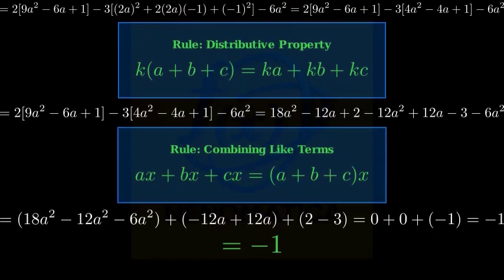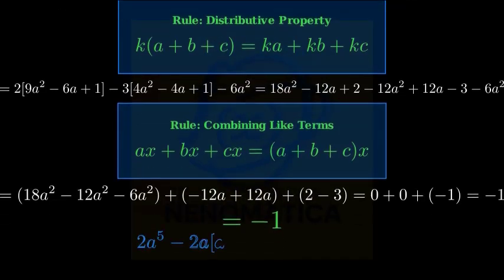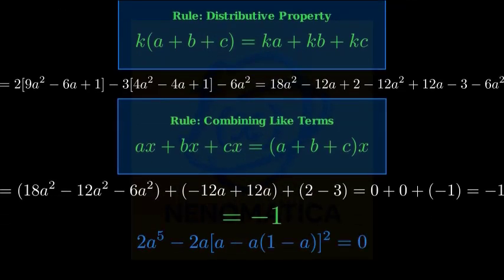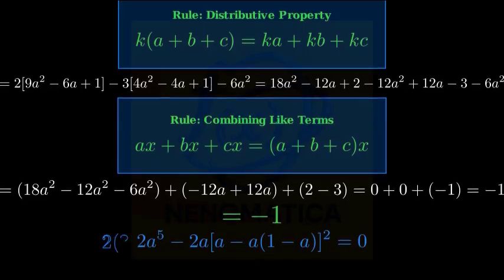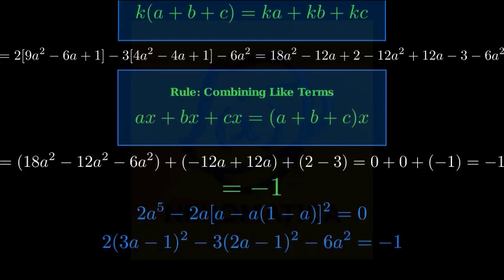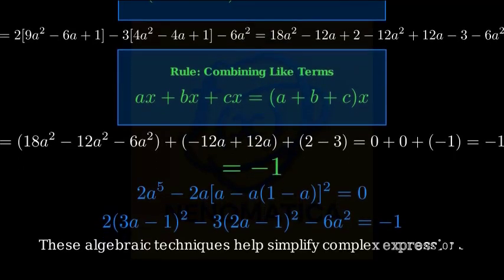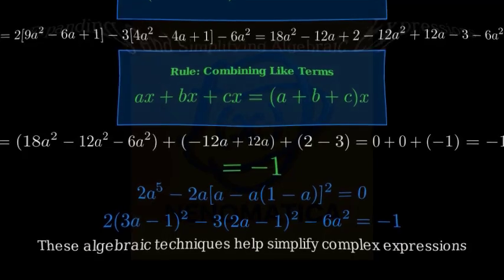In this video, we've seen how to simplify complex algebraic expressions step by step. For the first expression, we expanded the inner terms, simplified, and found that it equals 0. For the second expression, we expanded the squared binomials, distributed the coefficients, combined like terms, and found that it equals negative 1. These techniques are essential for solving many types of algebra problems.